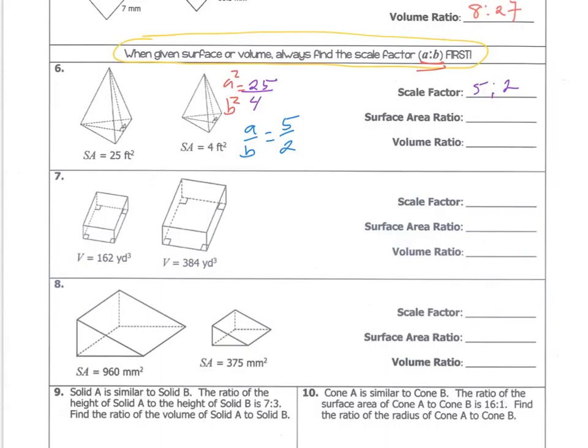They gave us the surface area already, so we'd have to figure that out. That's 25:4. So what's going to be your volume? Discuss it with your table group. Find your volume scale, or your volume ratio. Do y'all have it?